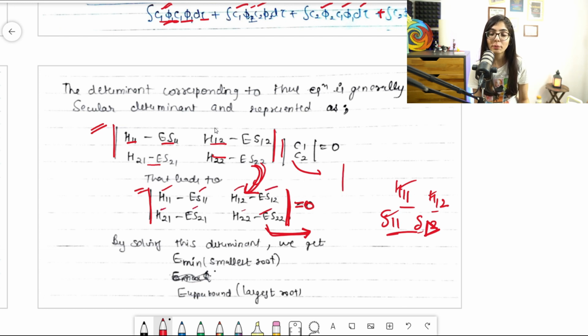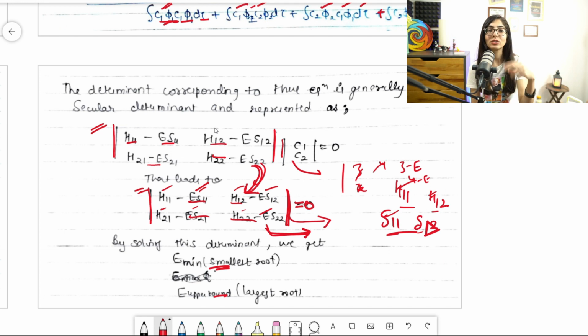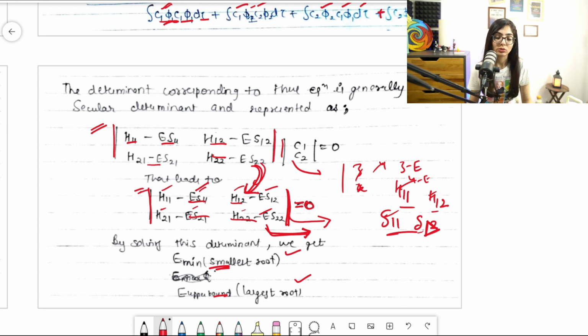You will get, suppose, 3 and this X, 4, something like that, and you will solve it. Like 3 minus E, 4 minus E, like that. You will put the values in, and then you will be able to solve it, and you will get the values of E minimum and E upper bound. You will get two values. Depending on that, you can get the smallest root and the largest root, that is, the minimum value and the highest value.